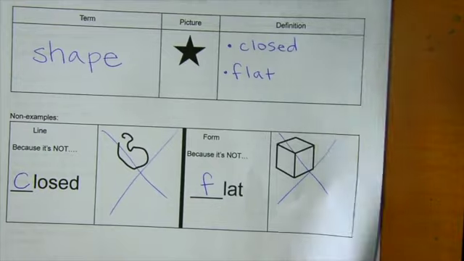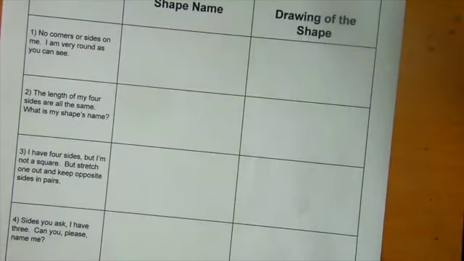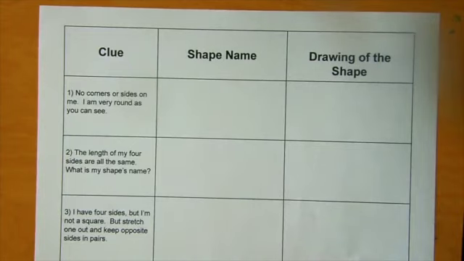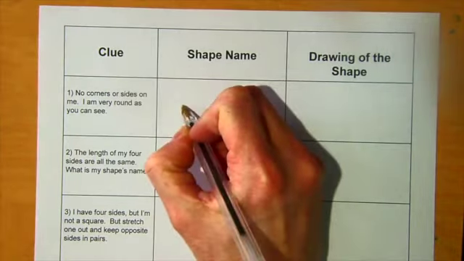Okay, on the back, you guys, I have some clues and I would like you to help me by guessing when you raise your hand what shape I am talking about with each clue. So let's start with the first one. Number 1, it says, no corners or sides on me. I'm very round, as you can see.